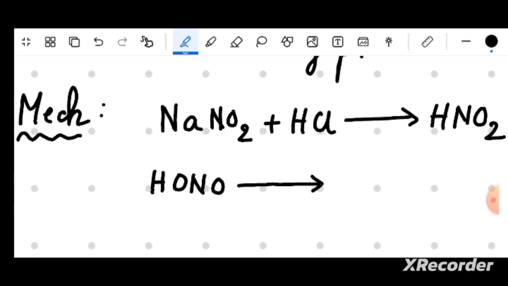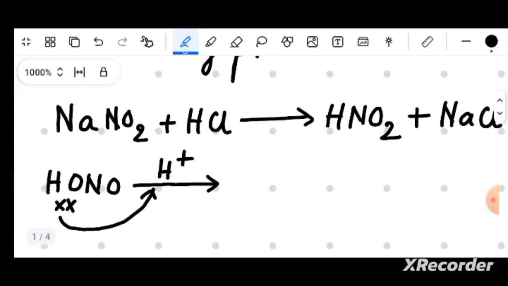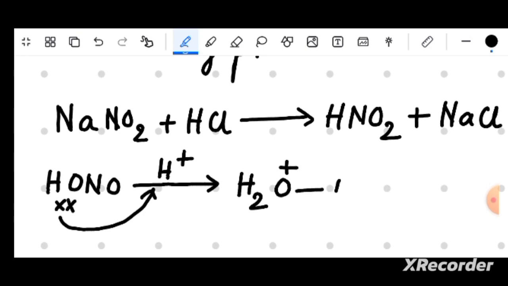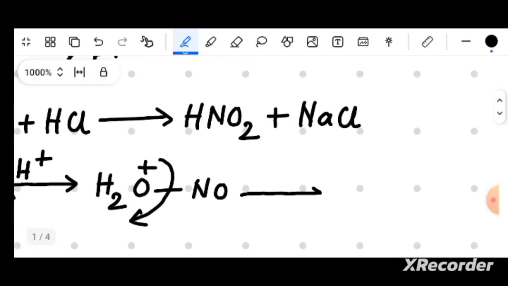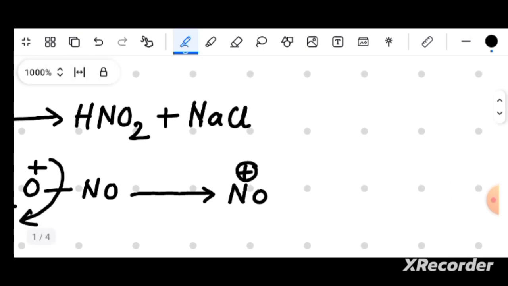HONO in the presence of acid, that is H plus, we have lone pair of oxygen. It will give it to H plus, thereby forming... it will be protonated actually like this, just protonation. And obviously oxygen cannot have plus charge, so it will just escape out and leave behind... It will take nitrogen's electrons because of its high electronegativity and just leave behind NO plus electrophile.